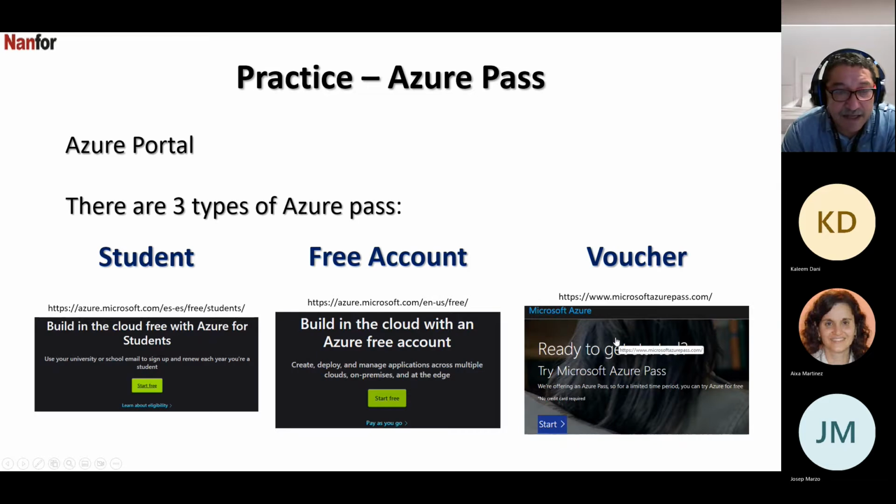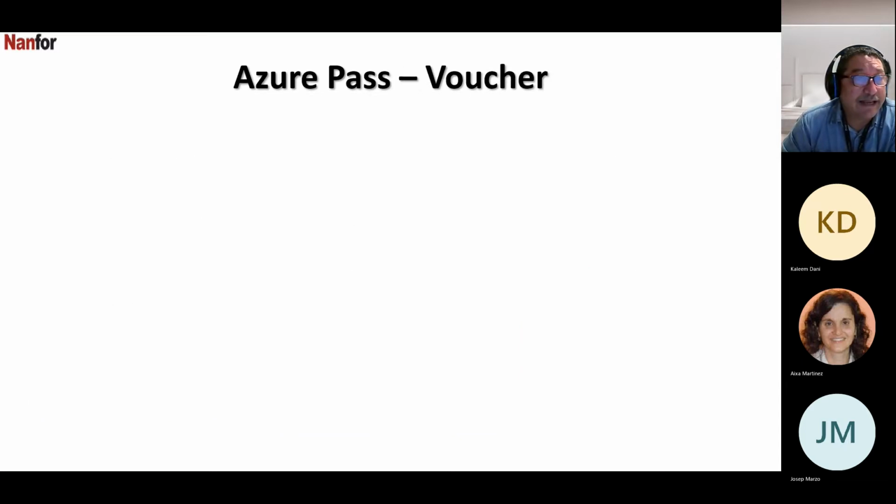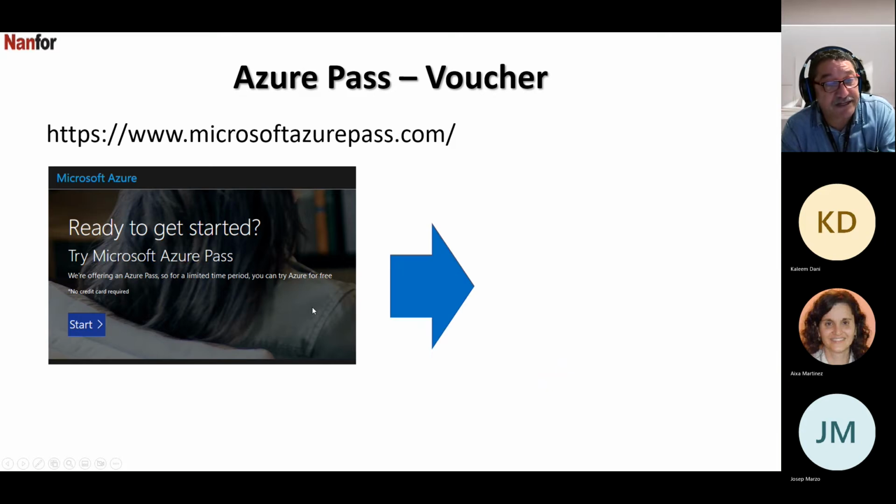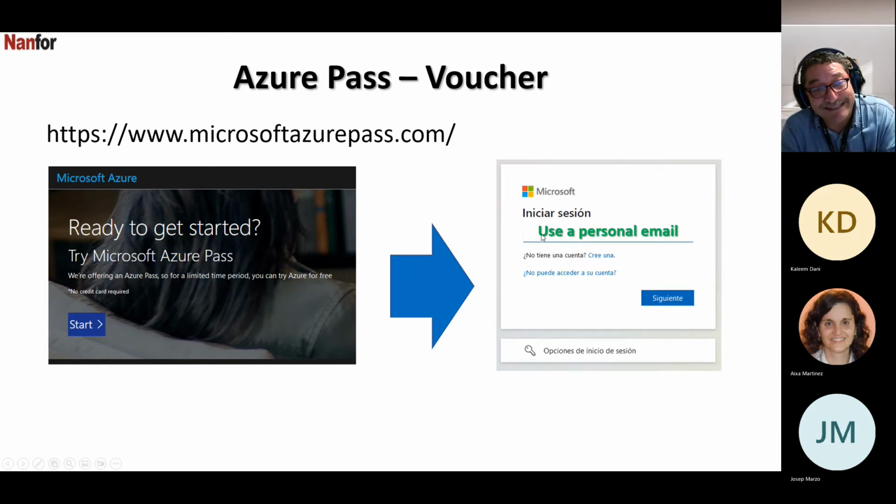And then you have the voucher, and the Microsoft Azure Pass. It will take you again to sign in with any email account, and then it will ask you for a voucher number that you will get from Microsoft or from the institution where you are doing your training. So in case you have a voucher, you go to Microsoft Azure Pass, then you sign in, you say start, and when you say start, it will ask you to enter your email.